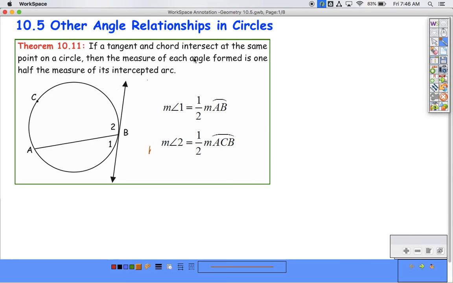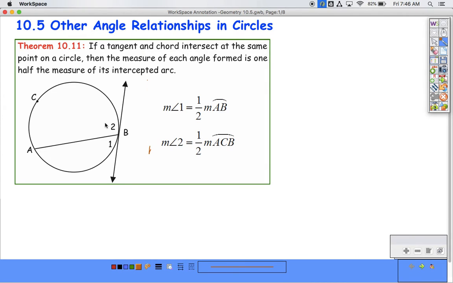So if a tangent and a chord intersect at the same point on a circle, so obviously they're going to intersect there at that point of tangency, then the measure of each angle formed is half the measure of its intercepted arc. So this is pretty much the same thing, or similar concept to our inscribed angle theorem. So we say that angle 1 right here is going to be half of arc AB. Again, like that inscribed angle theorem. These aren't quite inscribed angles, but it's the same idea.